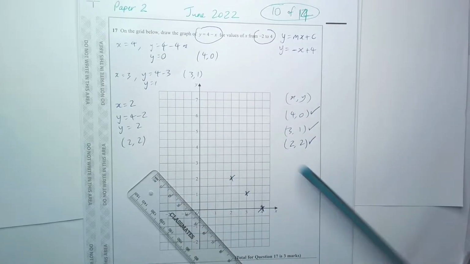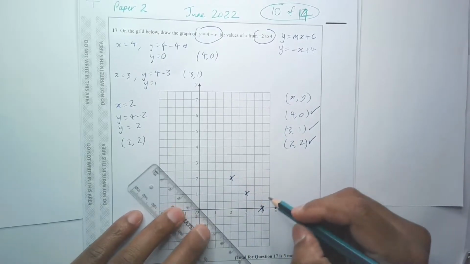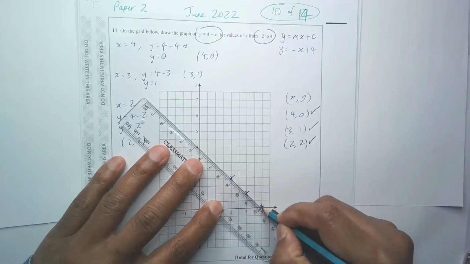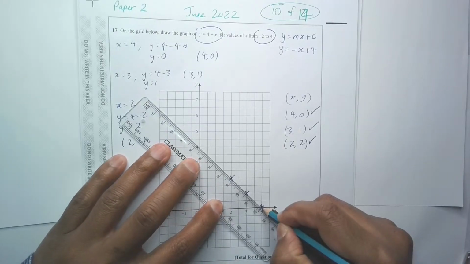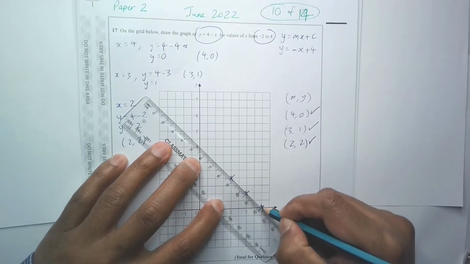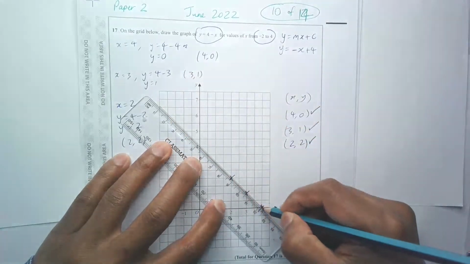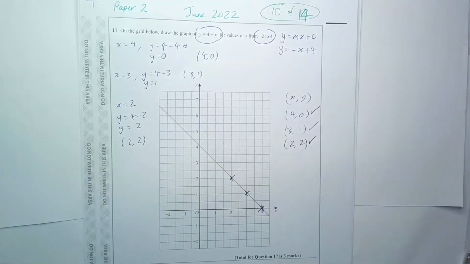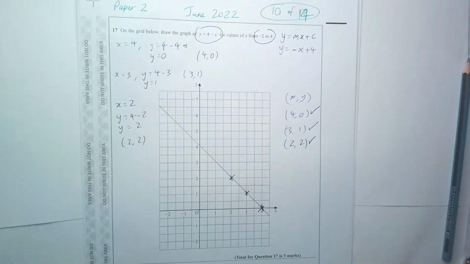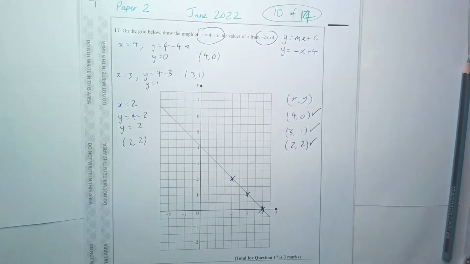Get my ruler, get my pencil, and then draw a nice straight line. Okay, so that's how it should look. So hopefully you've got the same answer. Let's go to the next question.